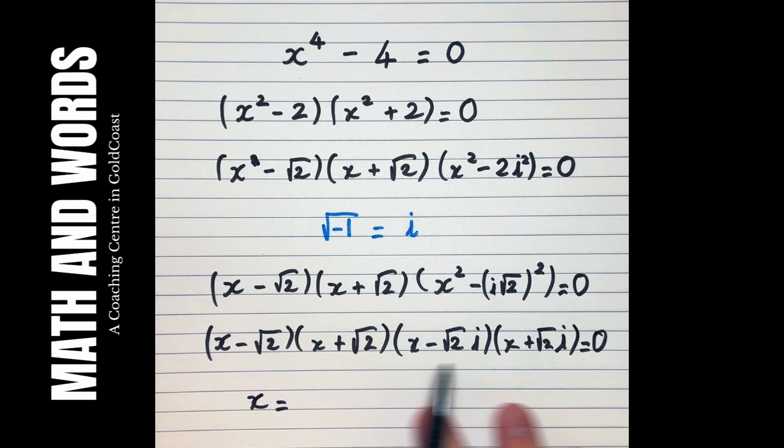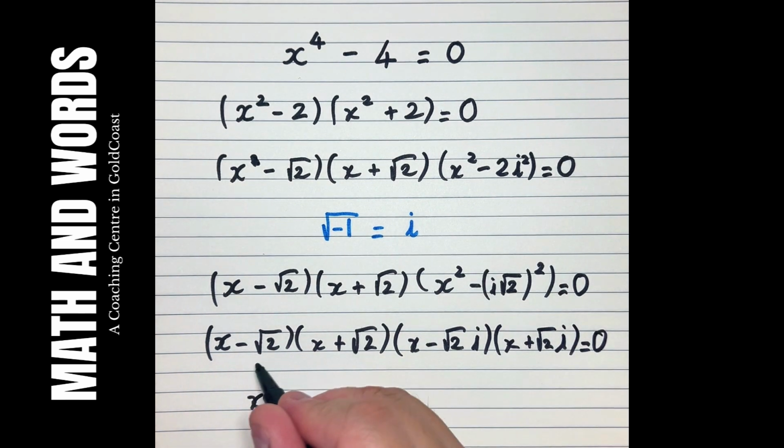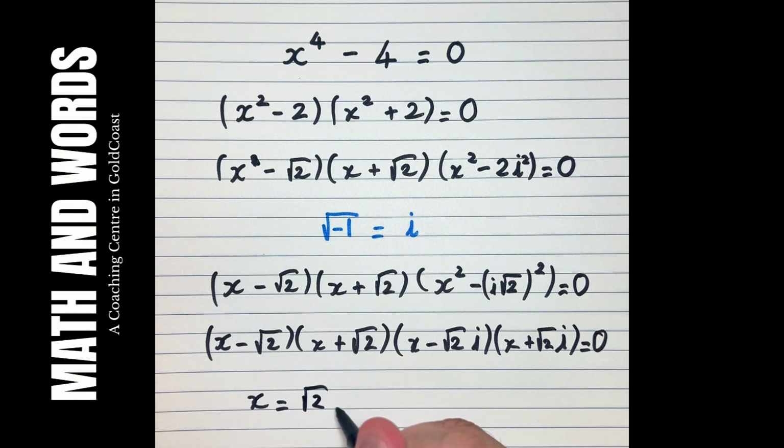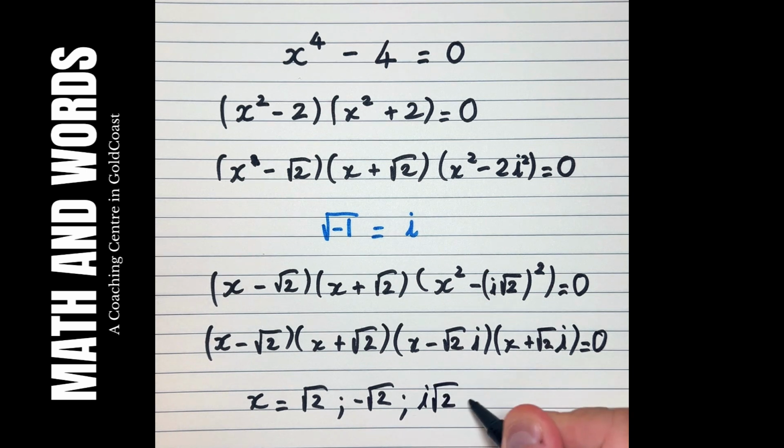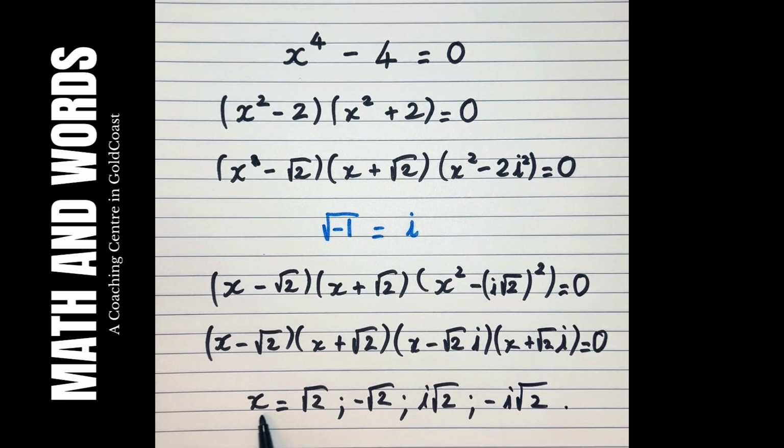and then I'll go ahead and solve for x. Over here I have x equal to root 2, and then I have x equal to minus root 2, and then I have x equal to i root 2, and I have x equal to minus i root 2. So that is the 4 solutions of this equation.